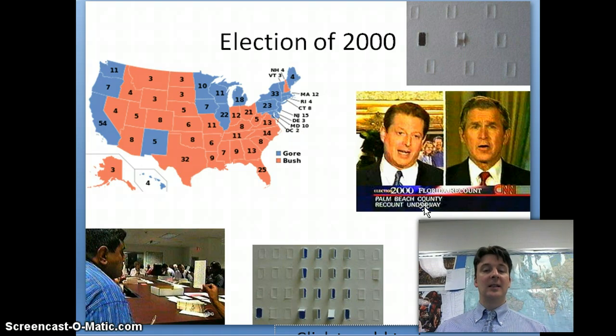And this time it didn't go to the House of Representatives, but so we've seen that there are a number of times when the Electoral College has not clearly solved our electoral problems.